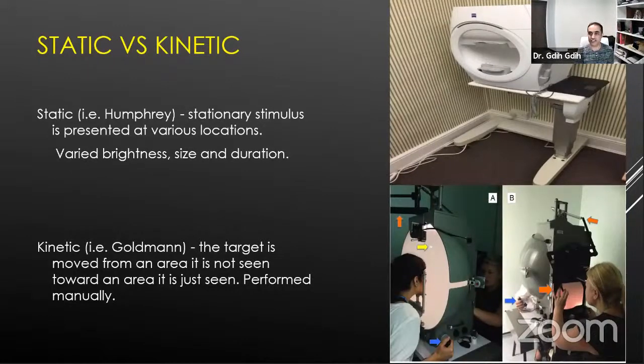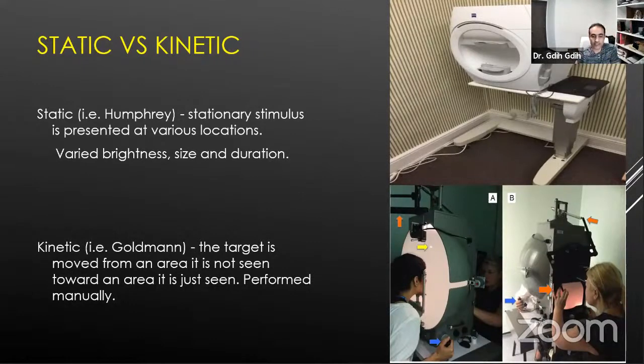Static versus kinetic. You just need to know the types of perimetry. When we say static versus kinetic, meaning stable, not moving, versus something moving, that's in relation to the stimulus that we give to the patient to see. So if the stimulus is static, it's in the same spot, it doesn't move.